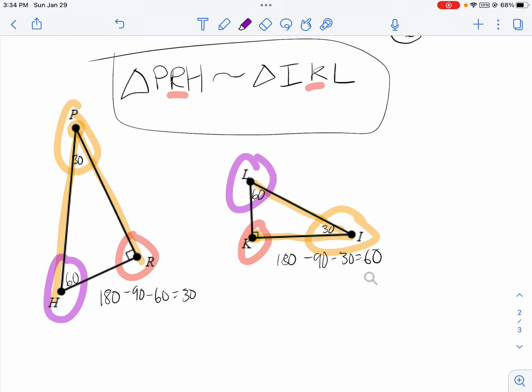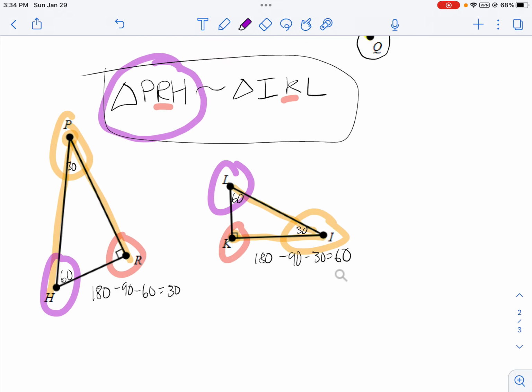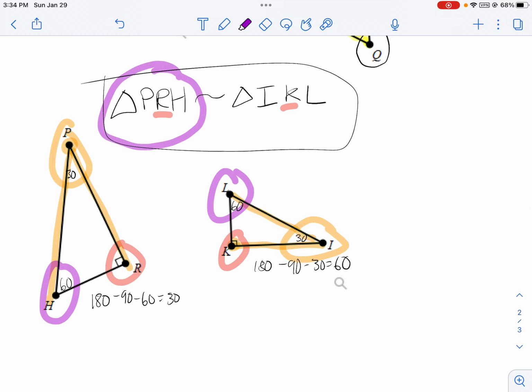Okay, and that's about as crazy as it gets, honestly, for similarity statements. Just be mindful that whatever this is, you have to match that same pattern, the same proportionality, in order to get to the next triangle when you're writing that next similarity statement.